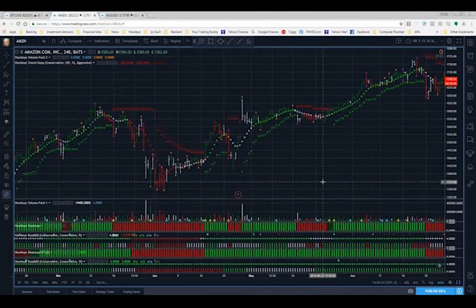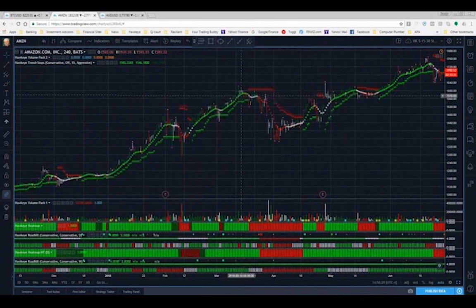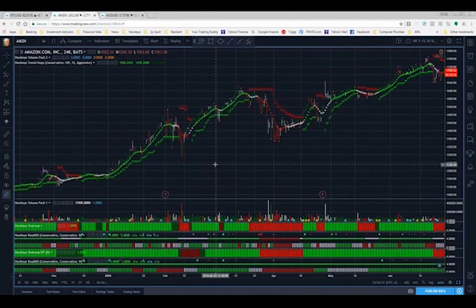Heat map does not change color. Nope, it changes color only on signs of weakness. It doesn't repaint, or none of our indicators repaint at any time.